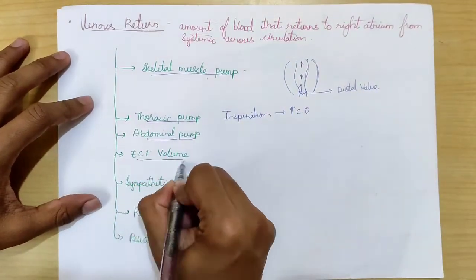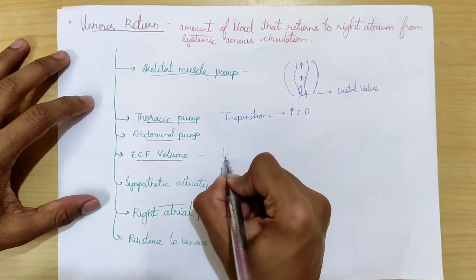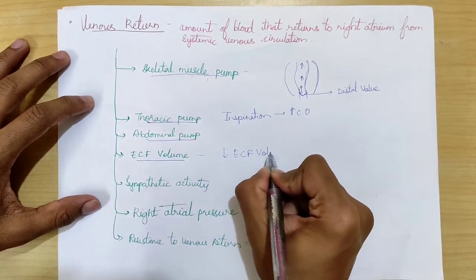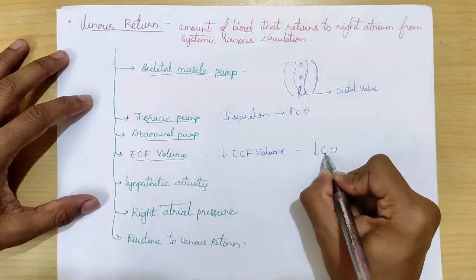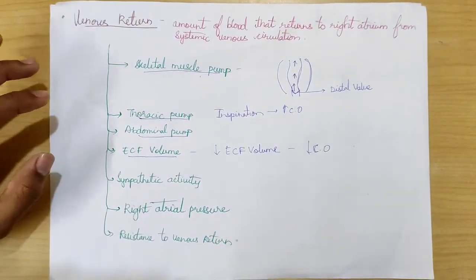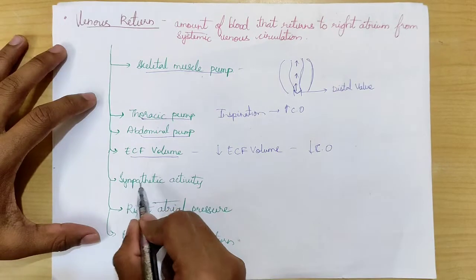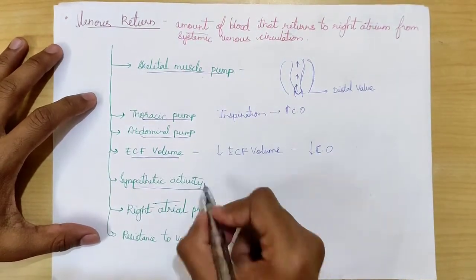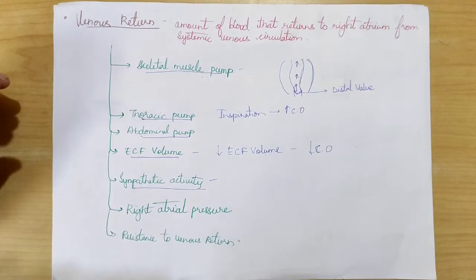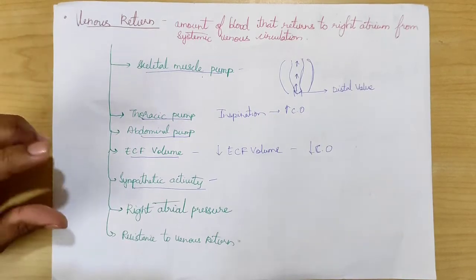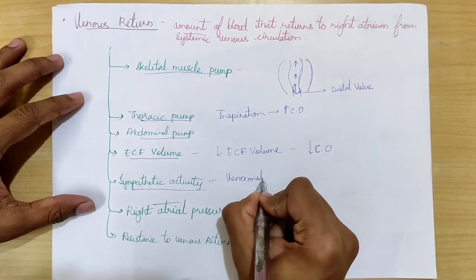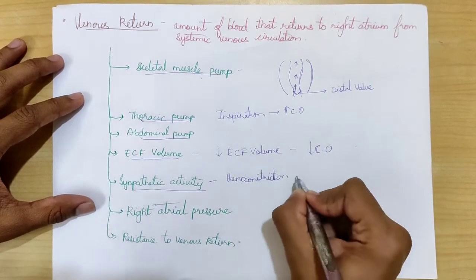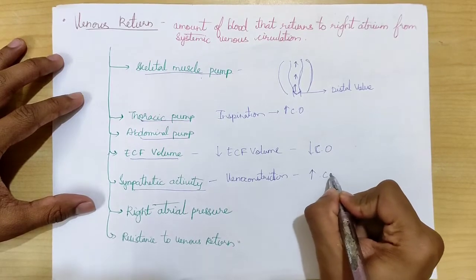The next one is the ECF volume. When there is a decrease in the ECF volume, that is the extracellular fluid, there will be a decrease in the cardiac output. This happens during diarrhea, sweating and many such cases. The next one affecting the venous return is the sympathetic activity. As you know, the sympathetic control affects the veins by venoconstriction, while parasympathetic control affects them by venodilatation. When there is venoconstriction due to the sympathetic activity, there will be increased cardiac output.